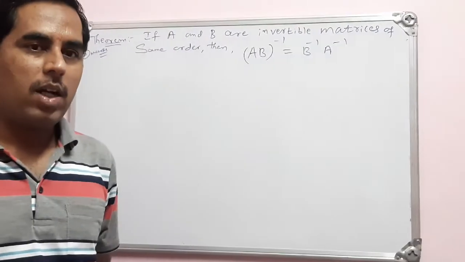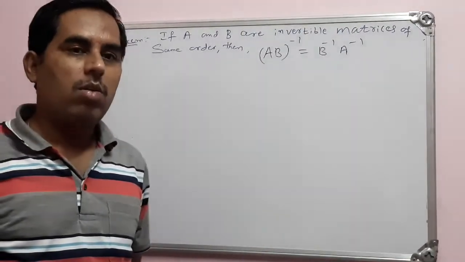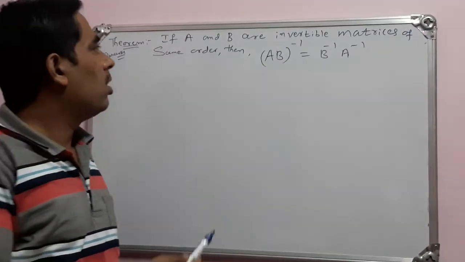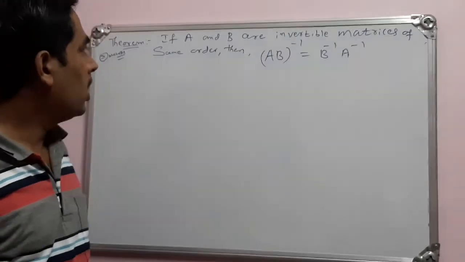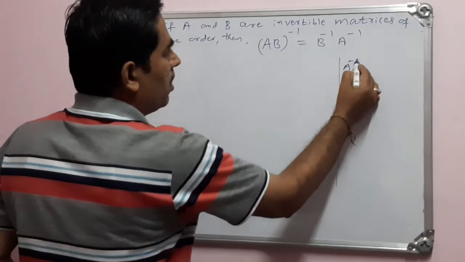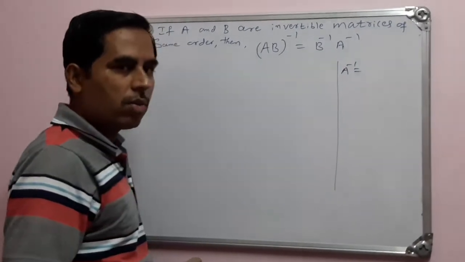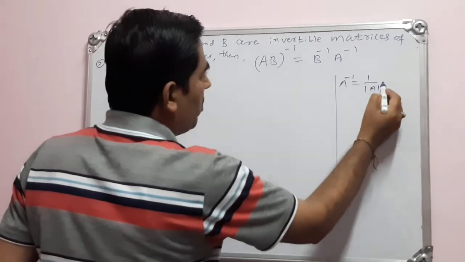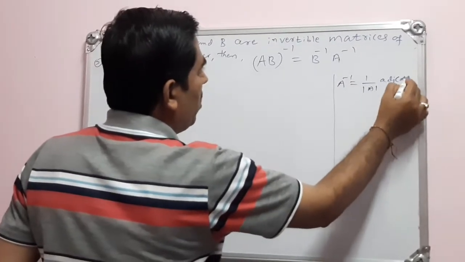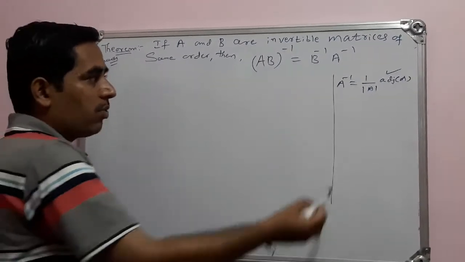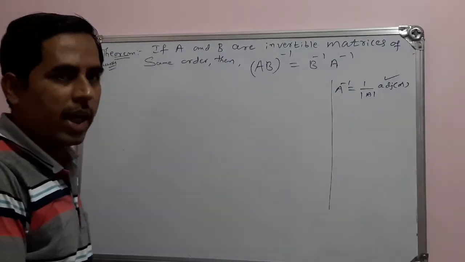Welcome to the class. In the previous class, we worked out some examples on determinants. We also learned the formula for how to find the inverse of a matrix: 1 by determinant of A into adjoint of A. So we can find the inverse of the matrix by using this formula directly.